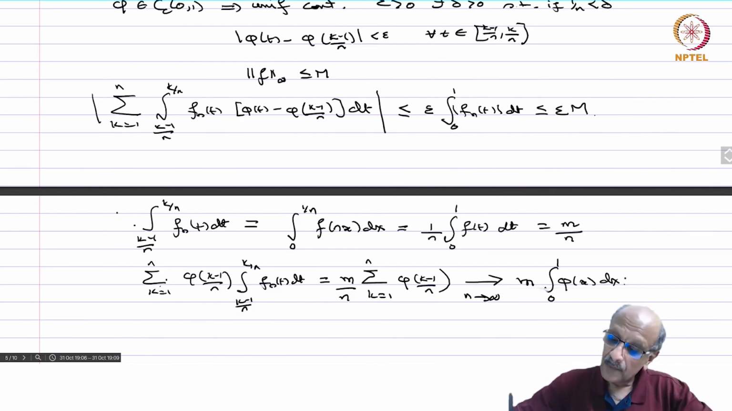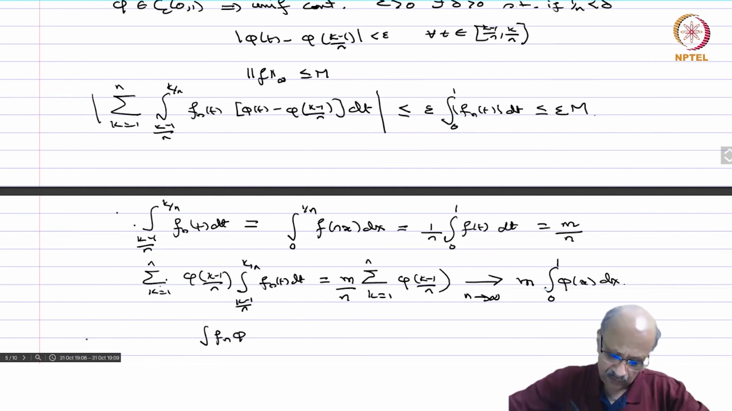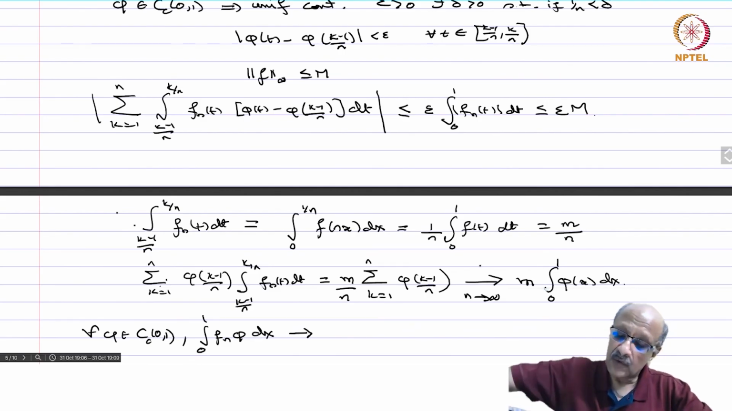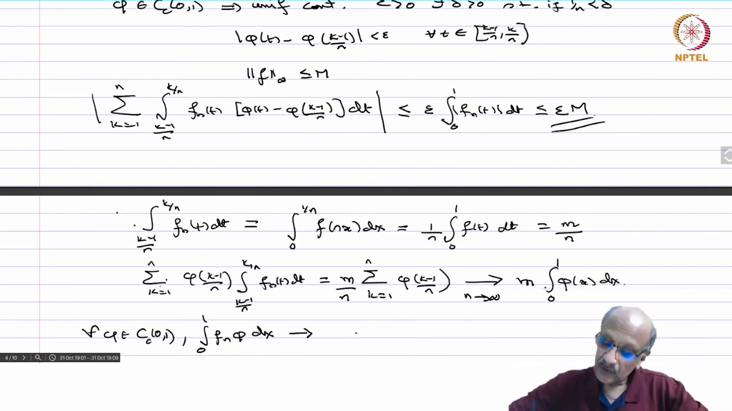So what did we show? We have shown that for every phi in C_c(0,1), the integral from 0 to 1 of f_n phi dx converges. The first term goes to 0 because it is arbitrarily small, it is less than epsilon M. The second term converges to M times the integral from 0 to 1 of phi(x) dx.